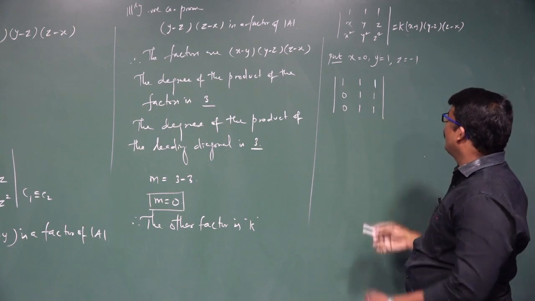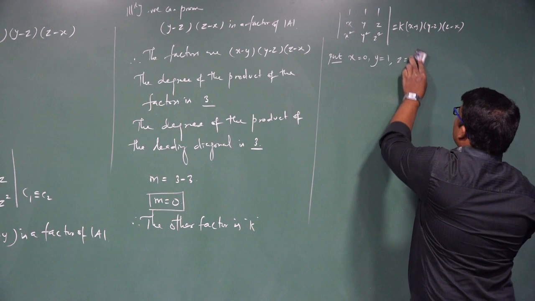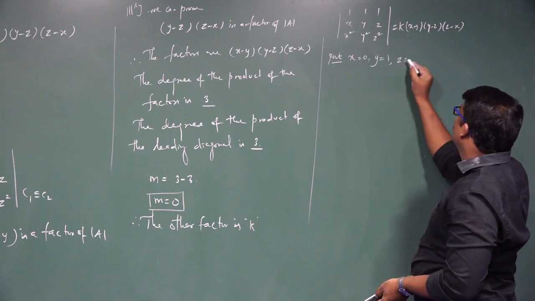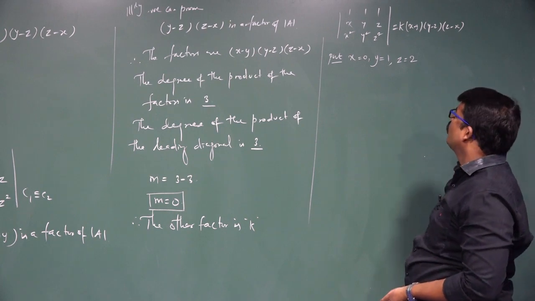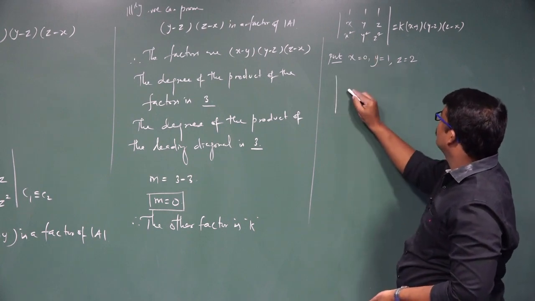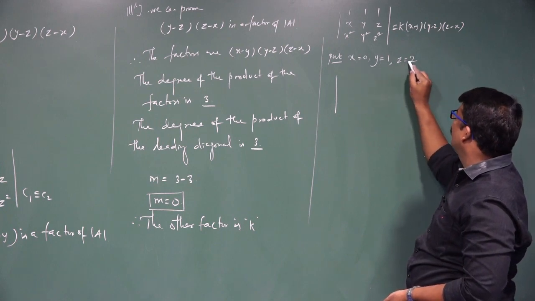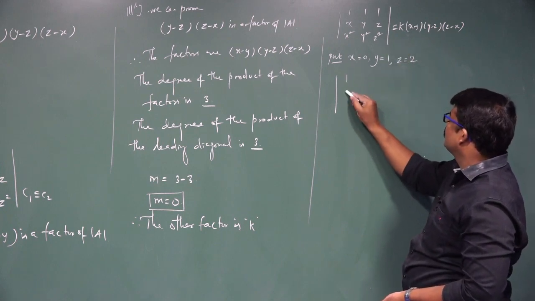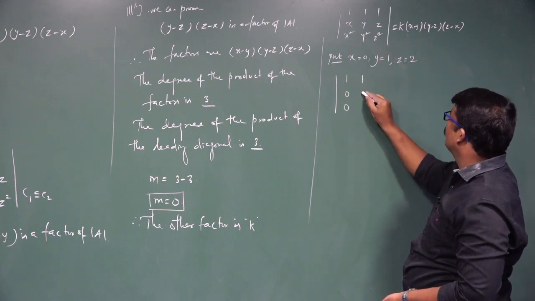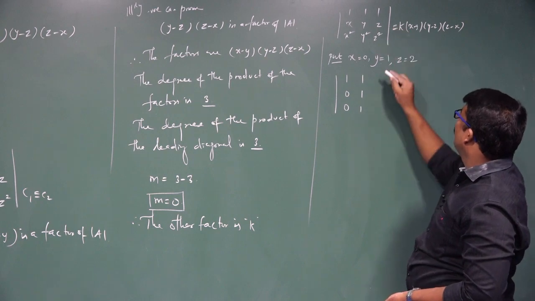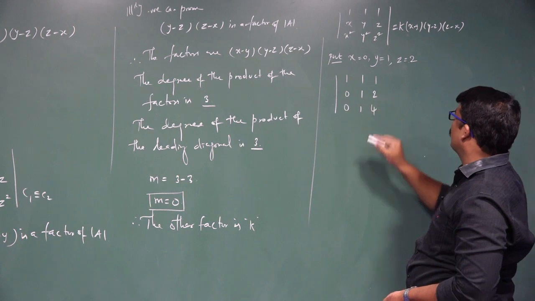That value is not defined for finding k. So I take z as 2. Now substitute in the determinant: put x equal to 0, y equal to 1, and z equal to 2. The rows are 1, 0, 0; 1, 1, 1; and for z, 1, 2, 4. 2 square is 4.